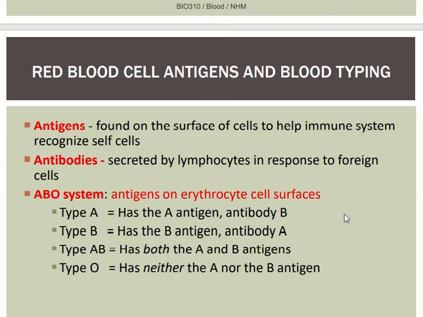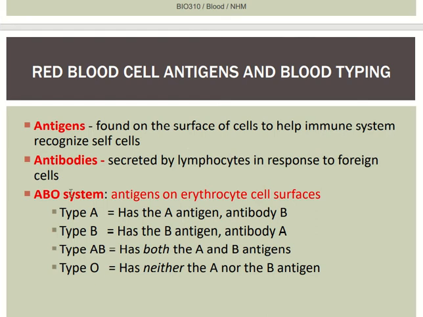We have mentioned antigen and antibody several times just now. So what are antigen and antibody actually? Antigens can be found on the surface of a cell to help the immune system recognize the cells themselves. Meanwhile, antibodies are secreted by lymphocytes in response to any foreign cells that cannot be recognized by the body itself.